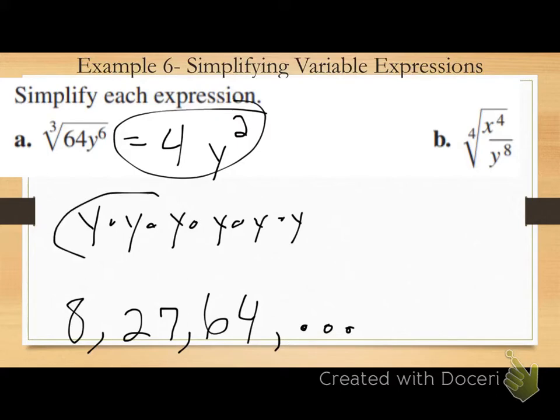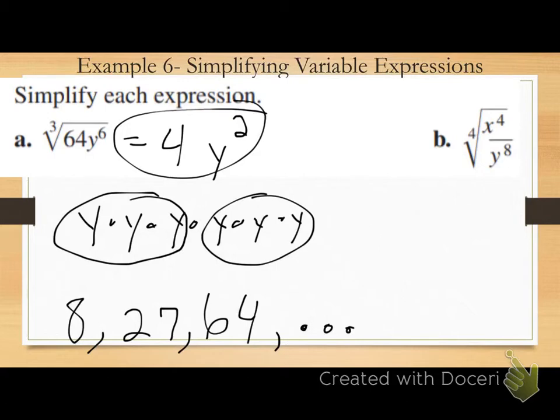So, what do I have a group of 3 of? I got a group of 3 y's. What else do I have a group of 3 of? Group of 3 y's. So I'm pulling a y out for this group of 3. Pulling a y out for this group of 3. So how many y's am I pulling out total? 2. So I get 4 times y, or 4y squared. But you can use a shortcut and divide the exponent by the index.